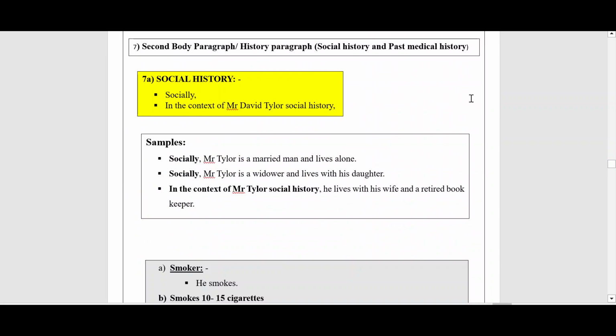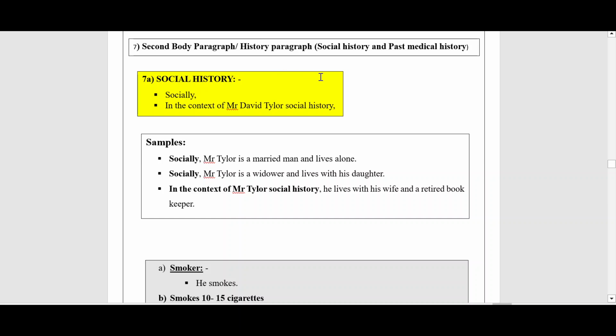Now the second body paragraph, as I said in an earlier video, might be the present medical condition, which you need to mention at some moment. If there is more explanation, you can make two paragraphs, and in the third paragraph you can start the social history and the past medical history. If you are writing more explanation in the present medical history, then this will become the third body paragraph. Don't get confused. And this consists of social history and past medical history.